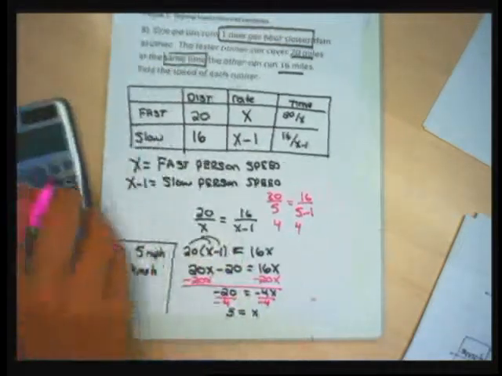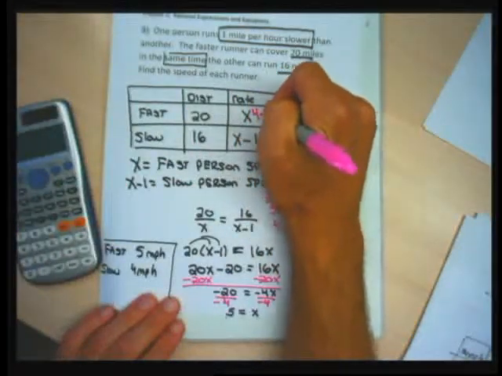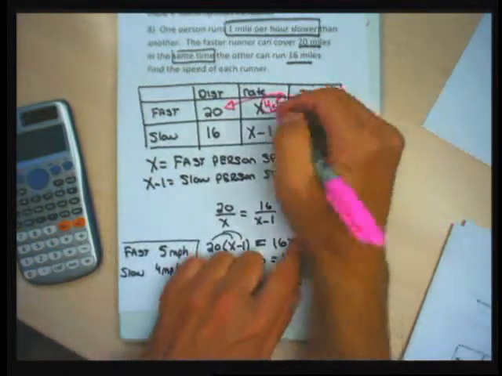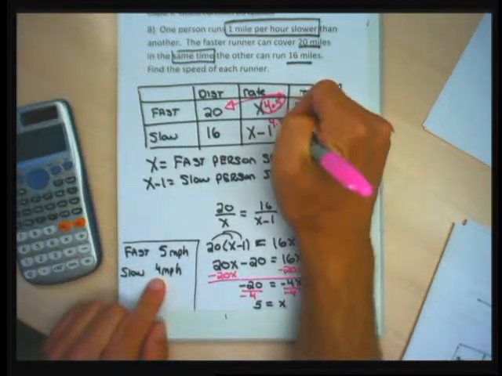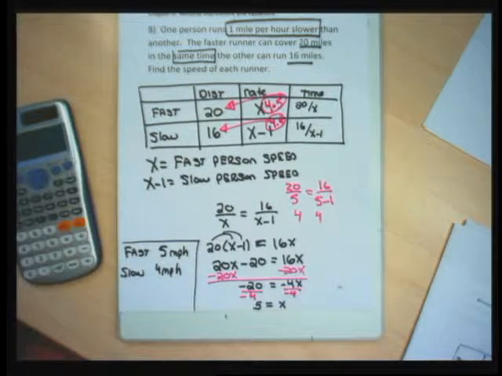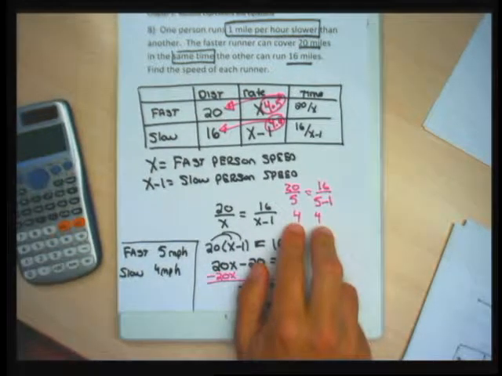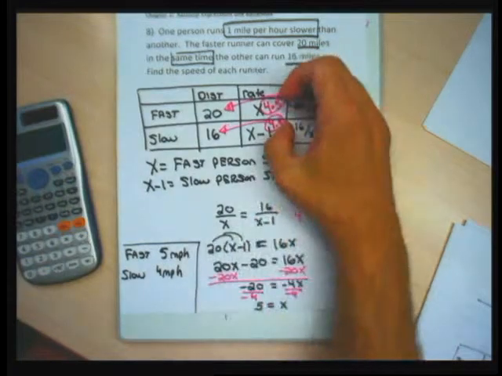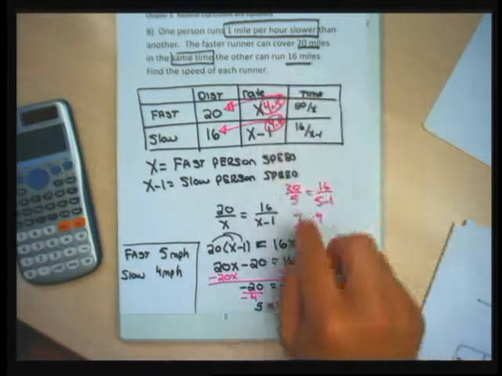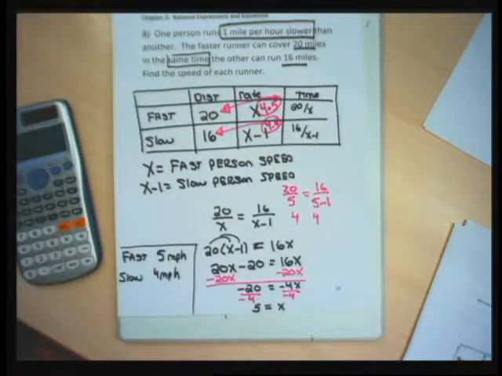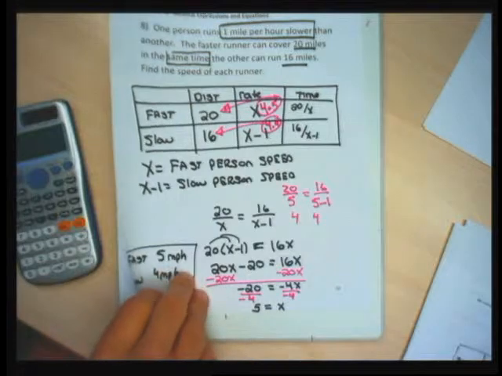The fast person went for 4 hours at 5 miles per hour to give him his 20 miles. The slow person ran for 4 hours at 4 miles per hour to give me the 16 miles. So I'm feeling really good about my work because it works perfectly. Algebraically, I get a true statement when I put the answer in for x into the original equation, and logically it works too. When I multiply the time times their speeds, I get the distance that they've run. So the boxes all fit together real nicely, so my work must be correct.